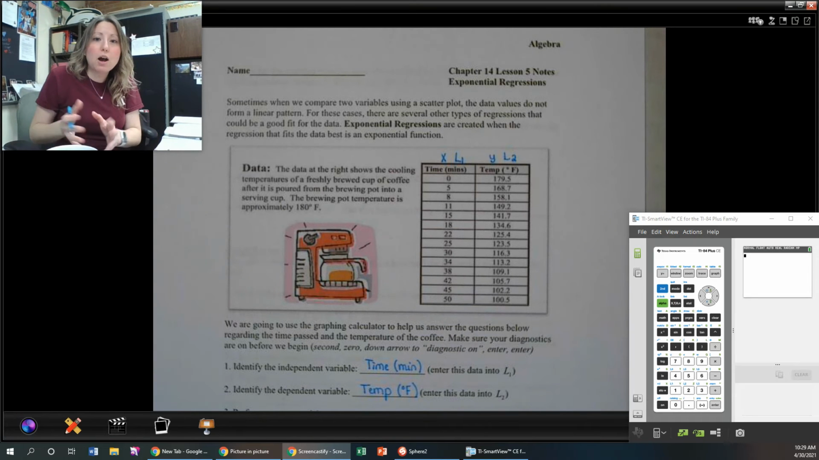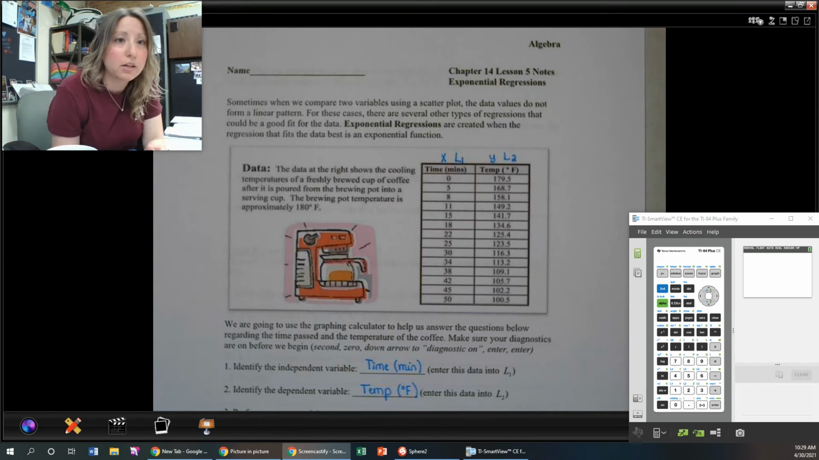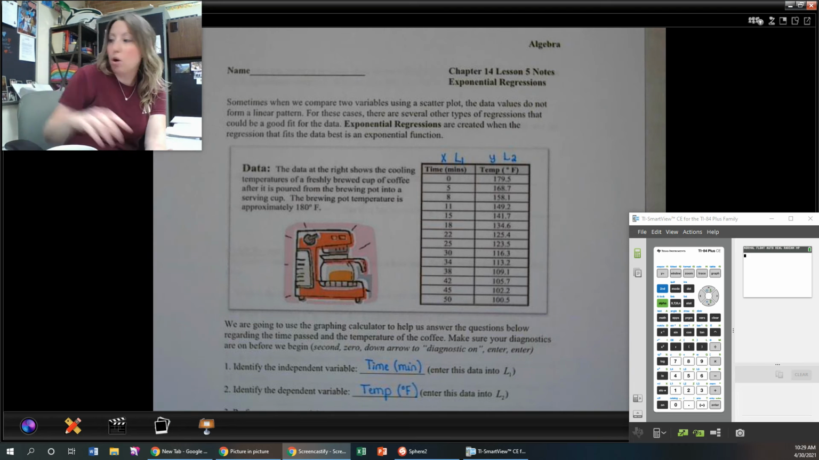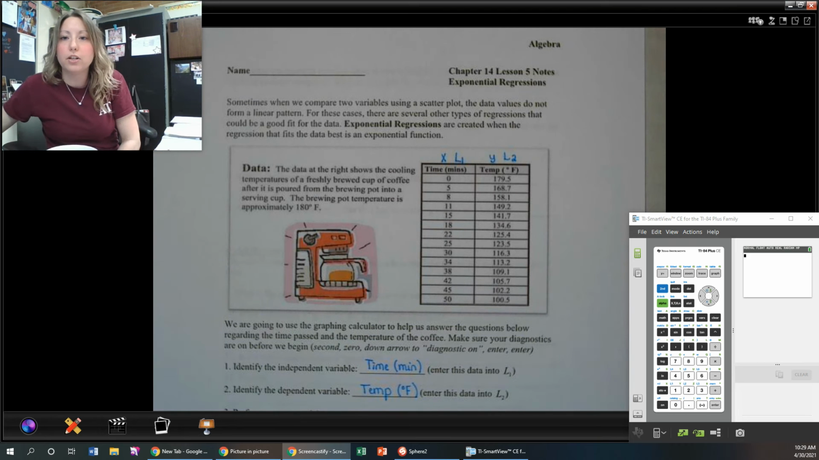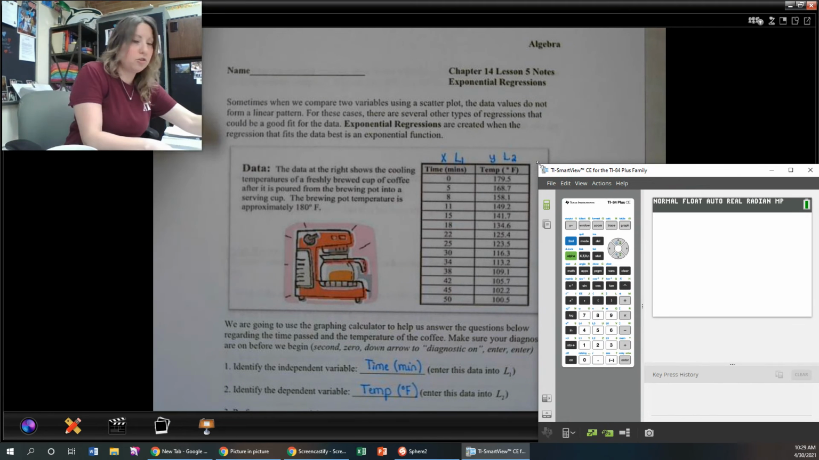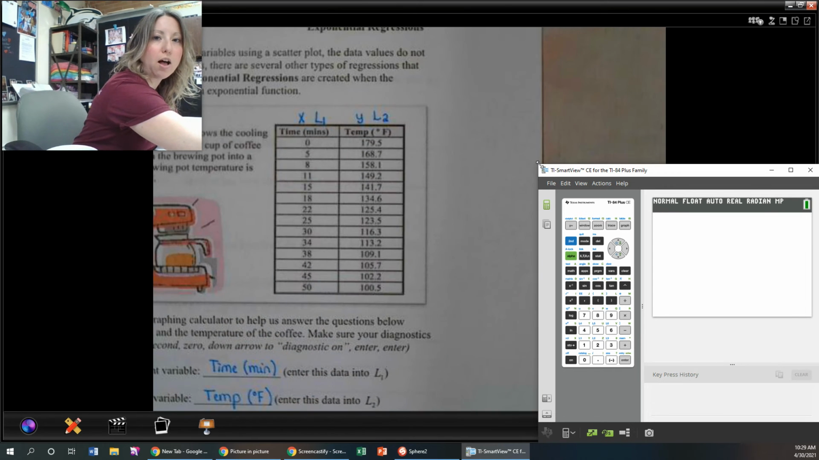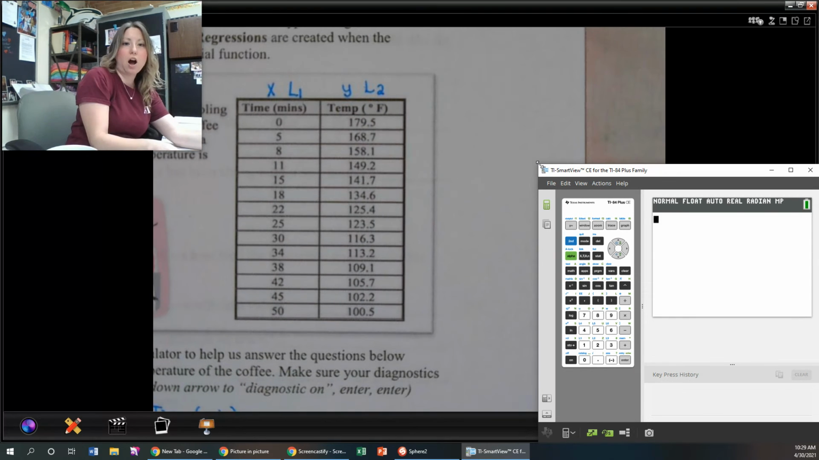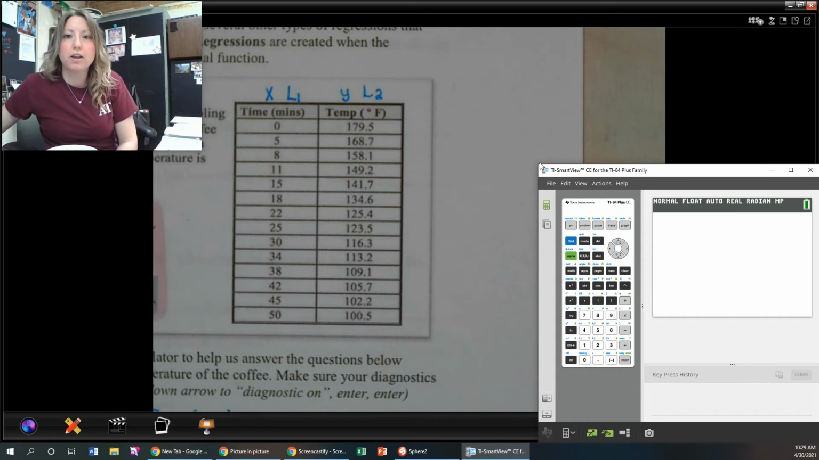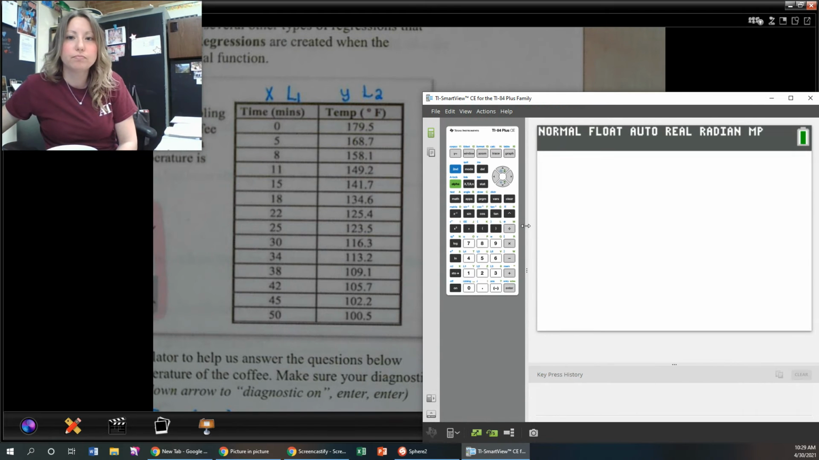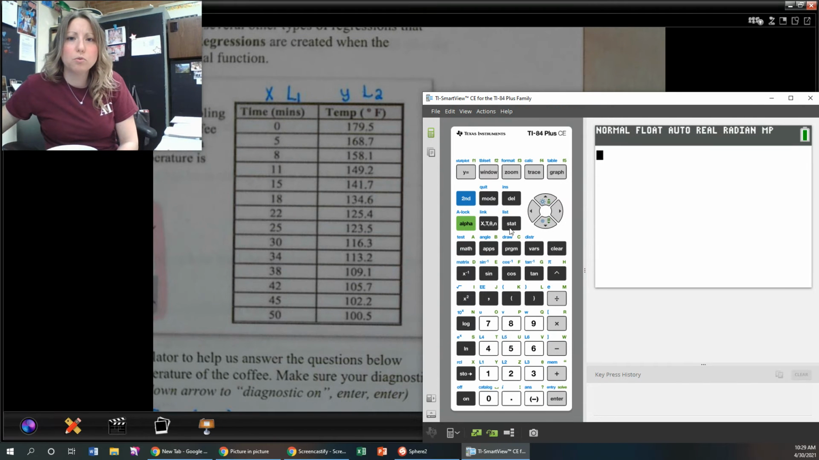Now we're going to enter these things into our lists. Let's grab our handy dandy graphing calculators. Here is mine. I'm going to move this so that the data is still visible. Obviously, you have yours on your own paper. Let's start by clearing our RAM to make sure there's nothing in our graphing calculator that's going to be a problem.